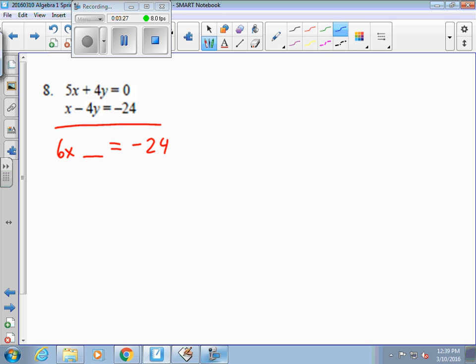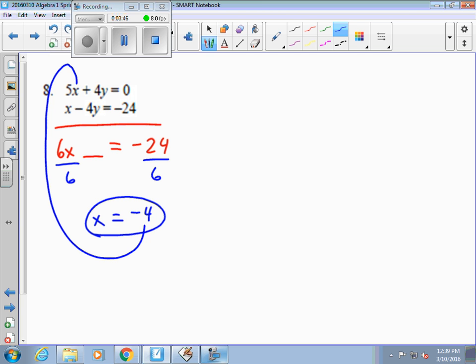So 6x is equal to -24. Divide by 6 on both sides to get x by itself. A negative divided by positive is a negative. 24 divided by 6 is 4. X is -4. Again, you have to get y's value. X's value is going to come up here, and it's going to plug right back in. You could plug it into any of the equations if you thought the other one was easier.